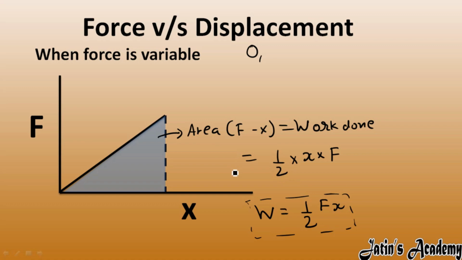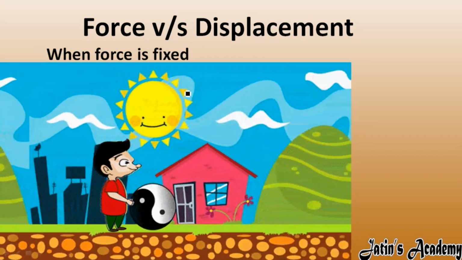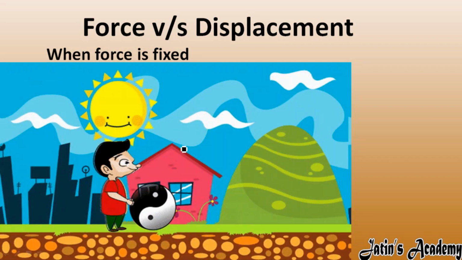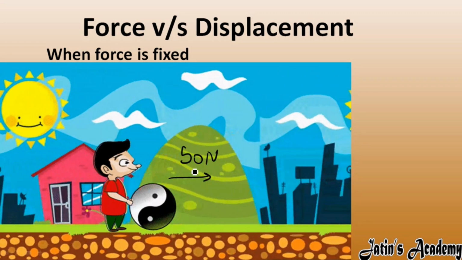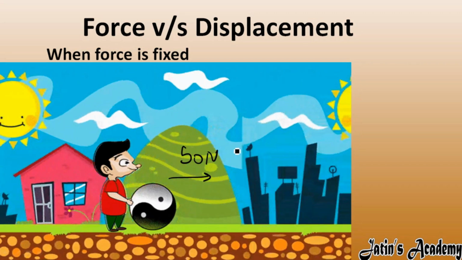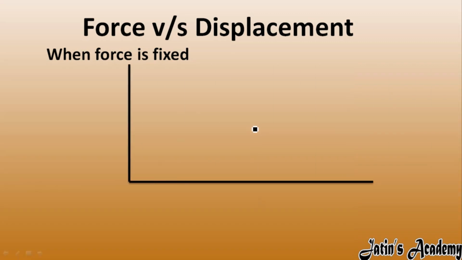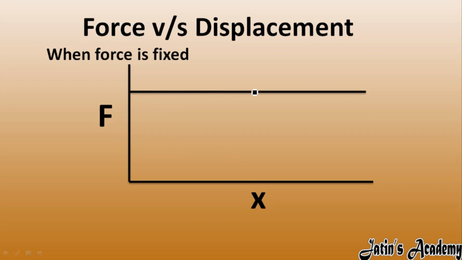And next we have when the value of force is fixed. For example, 50 Newton force is applied on a body and the 50 Newton remains constant. So force is fixed and displacement is increasing. So here how will we make a graph? Force is in the y direction, displacement in the x direction. Here the force value is fixed, for example, 15 Newton, and displacement keeps on increasing. So how will we get the work done formula?